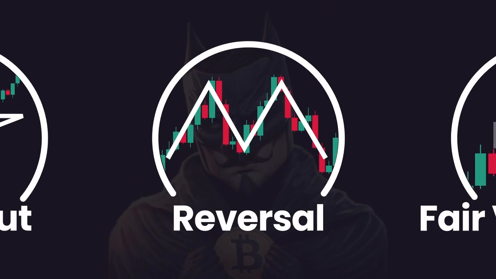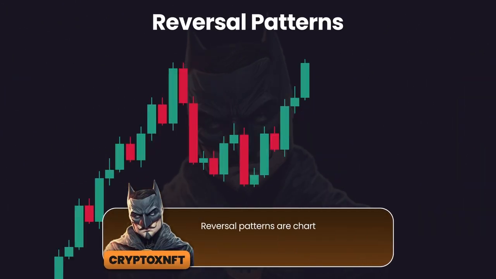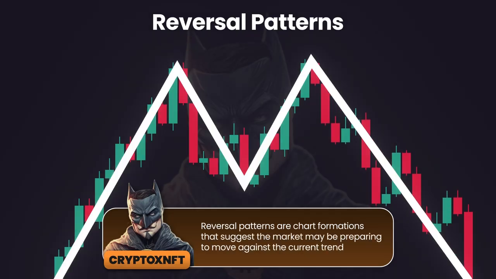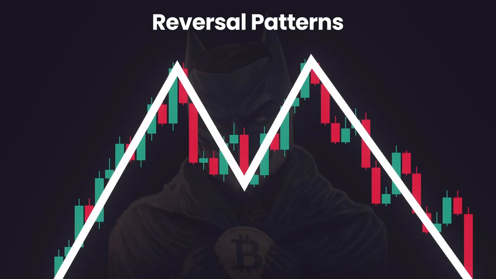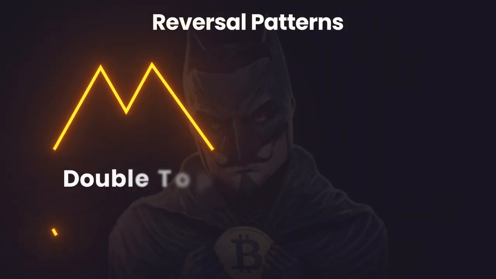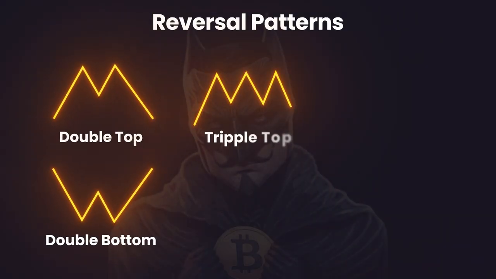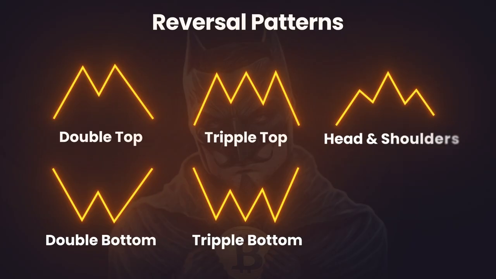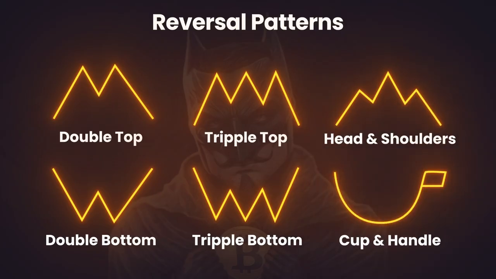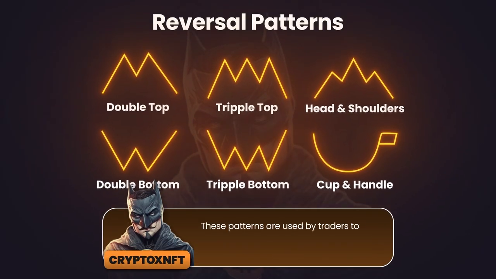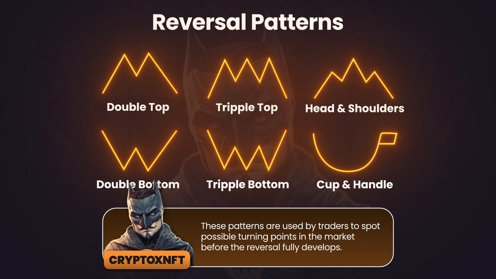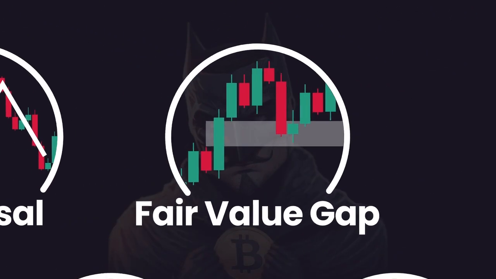Reversal patterns. Reversal patterns are chart formations that suggest the market may be preparing to move against the current trend. Some of the most well-known reversal patterns are double tops, double bottoms, triple tops, triple bottoms, head and shoulders, and cup and handle. These patterns are used by traders to spot possible turning points in the market before the reversal fully develops.